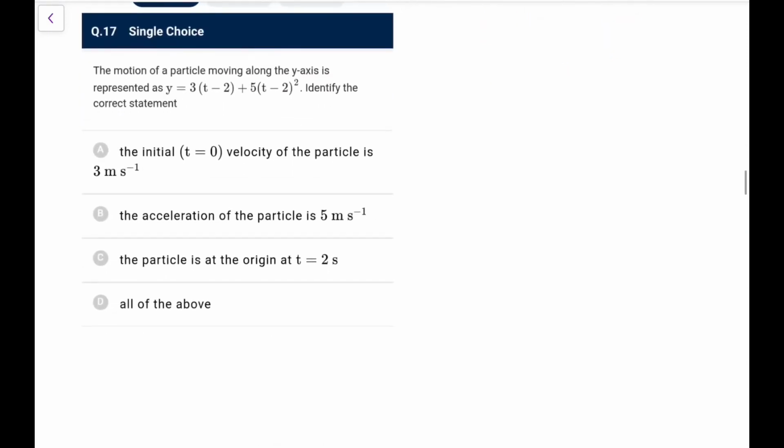Next, the motion of a particle going along the x-axis on the y-axis is like this. Identify the correct statement. So comparing it to ut plus half at square, it means what we need, the initial velocity. So simply if you have any doubt, just differentiate. There's no issue. That would be 3 plus 10t minus 2. So at t equal to 0, dy by dt at t equal to 0, that would be equal to 3 minus 20. 3 minus 20 is minus 17 meter per second.